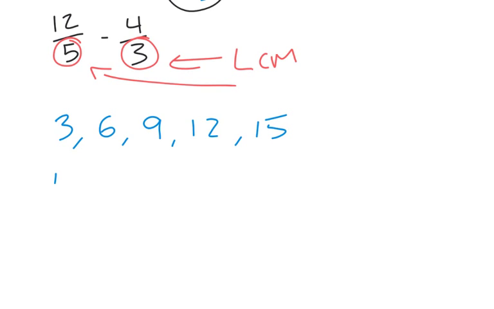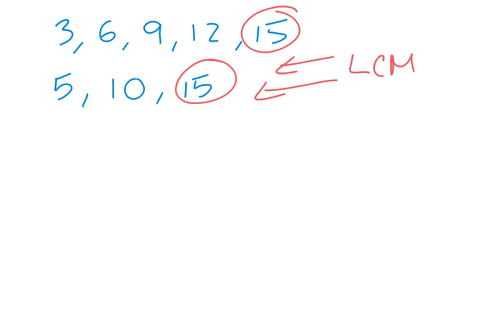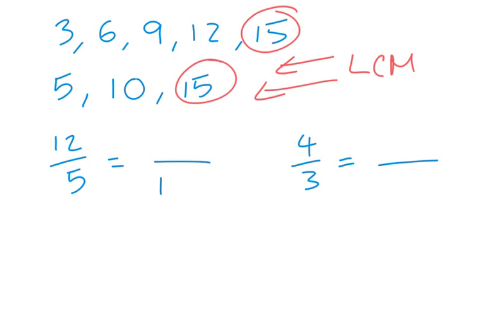I'm going to list the multiples of 5. 5, 10, 15. I'm going to stop there because I noticed that we have a common multiple, and this is 15. I'm going to write equivalent fractions for the improper fractions I figured out earlier. So we have 12 over 5 and 4 over 3. Now the new denominator is going to be 15. So how do I go from 5 to 15? You multiply by 3. What you do to the bottom, you got to do to the top.